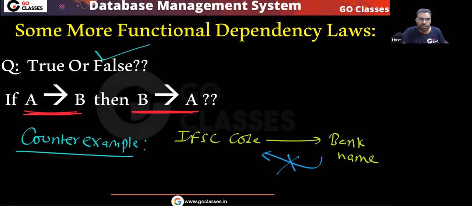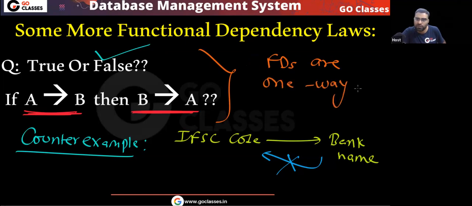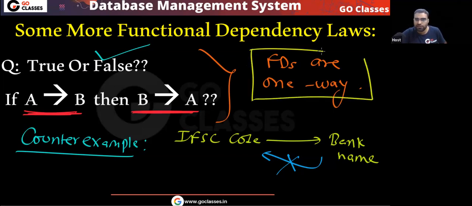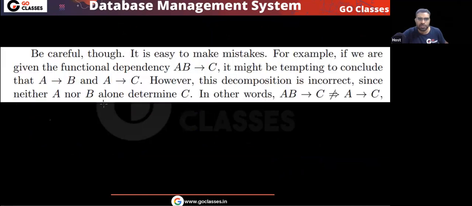Okay, so remember, functional dependencies are one way. Can I say from this that functional dependencies, FDs, are one way? If you say that A determines B, this does not mean that B determines A. Okay, FDs are one way. Is this clear? So quite simple. So we have seen all these things.